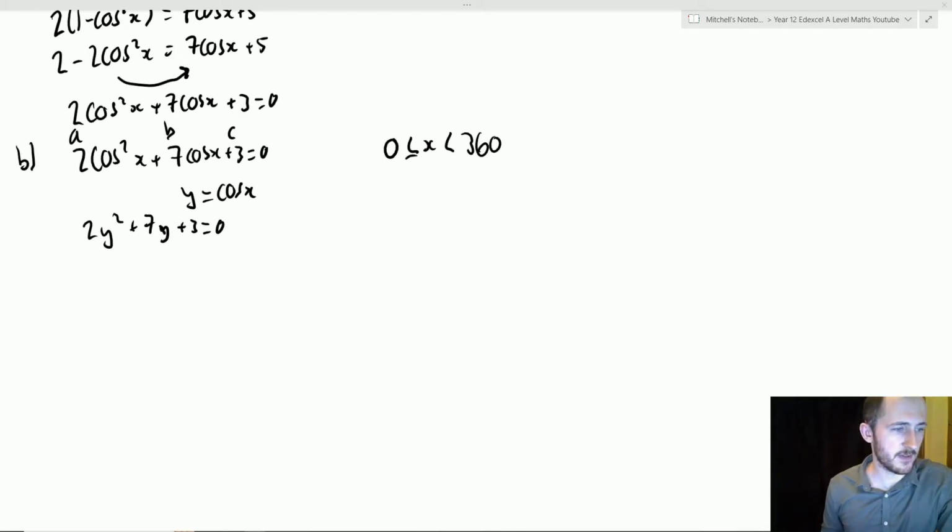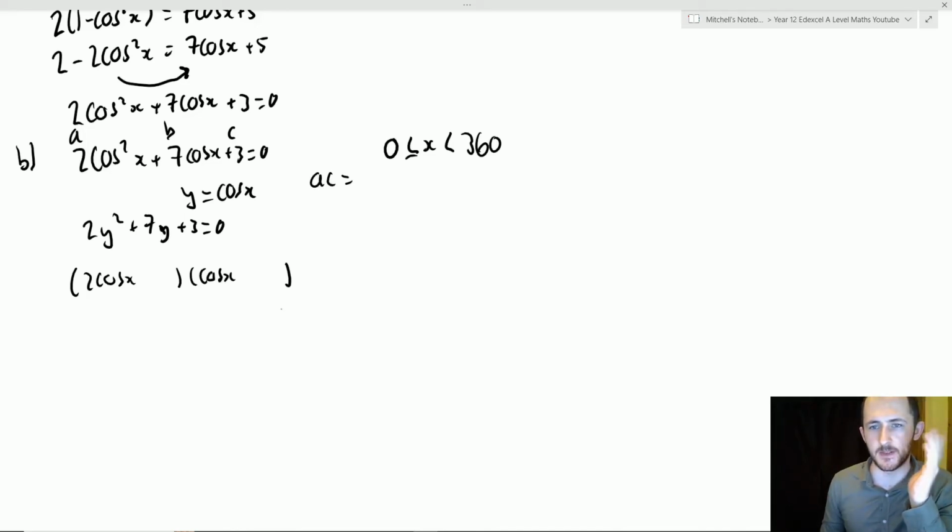But if you want to factorize this, well, we can see we're going to have a 2 cos x, obviously. Then a close bracket, open bracket, and we're going to have a cos x here. Again, you can use the full method of AC is equal to 6, 3 times 2. B is equal to 7, so 2 numbers that multiply to 6 and add to 7 are 6 and 1. Do it like that. So if we want 6, then we're going to have a 3 here and a 1 here. Because 2 times 3 would give us the 6.